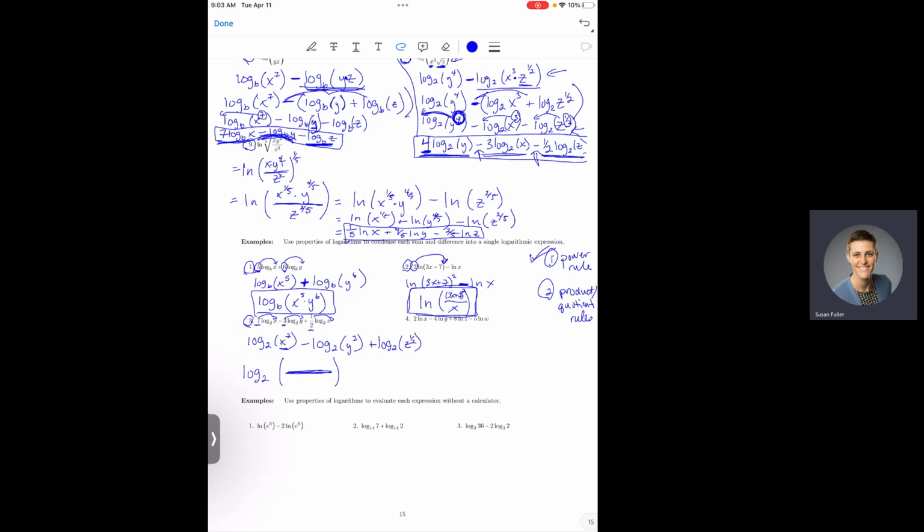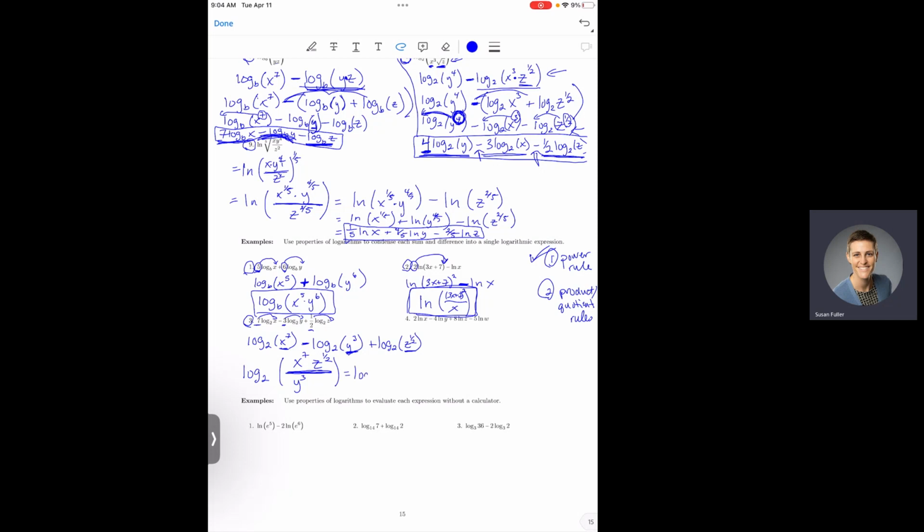X to the 7th, is it going to go on the top shelf or the bottom shelf? Well, its logarithm is positive, so it's going to go on the top. X to the 7th goes on the top shelf. This y to the 3rd, is it going to go on the top shelf or the bottom shelf? Well, its logarithm is negative, so it goes on the bottom shelf. And then z to the 1/2, does it go on the top shelf or the bottom shelf? You're right, its log is positive, so it's going to go on the top shelf. And so now our toys are all put away. We've got a single logarithm.